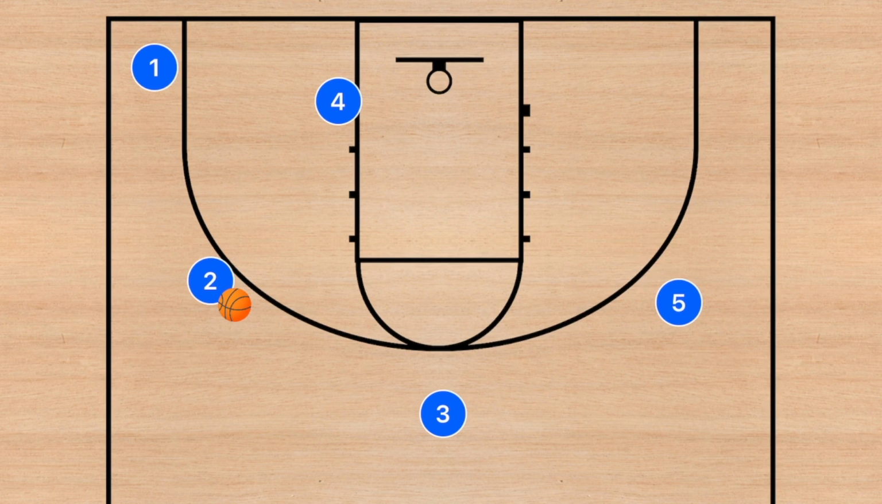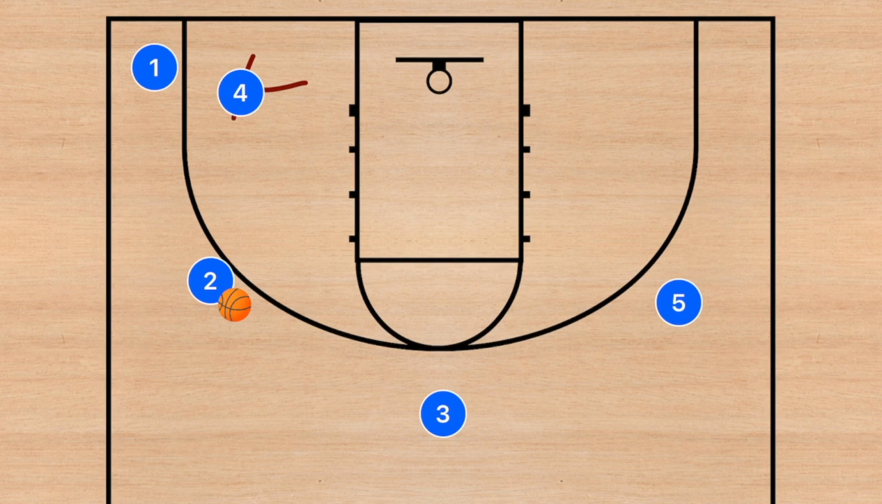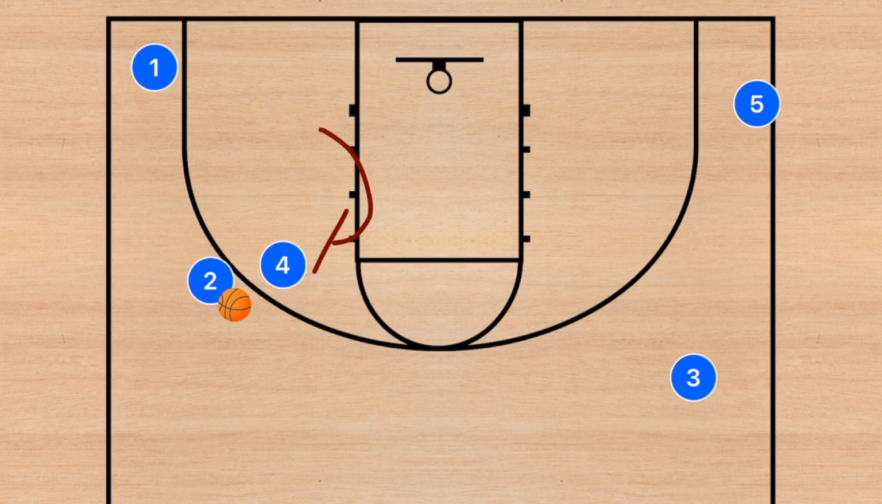If instead player 4 sets the back screen on player 3 cuts, player 4 can back screen for player 1 cuts, or player 4 can do a quick screen and roll with player 2. These guys will have to clear, and player 2 will then use that screen. This is a fantastic sequence.